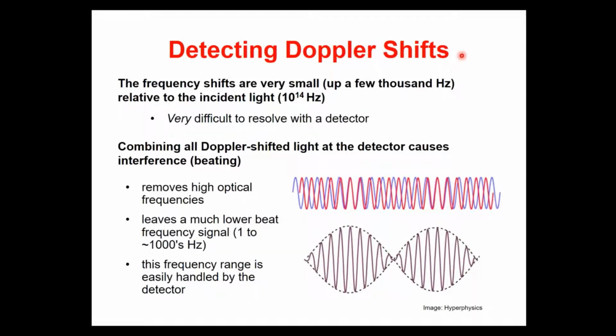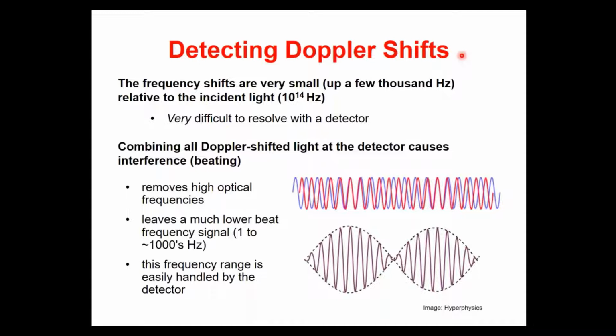There are some technical difficulties that we need to overcome, though, if we're going to do frequency analysis. And that is that these frequency shifts of the part of the light scattered by particles are quite small, maybe up to a few thousand hertz. And that's occurring against a backdrop of very high frequency optical light, which is 10 to the 14th hertz or so. It's really difficult to pick out that variation directly against an incident light frequency that's so high.